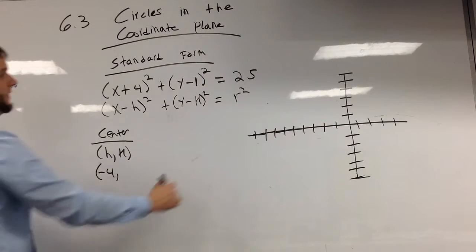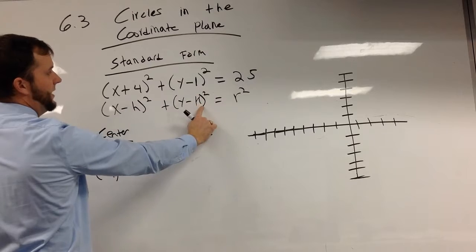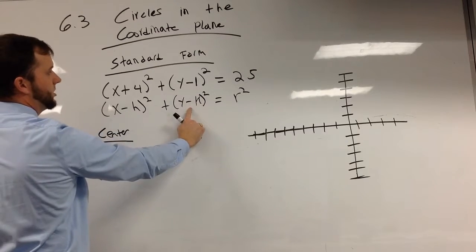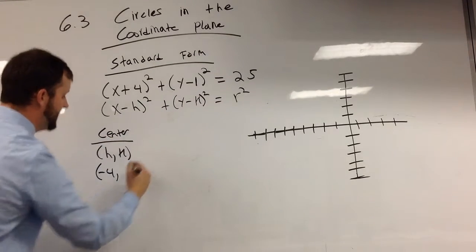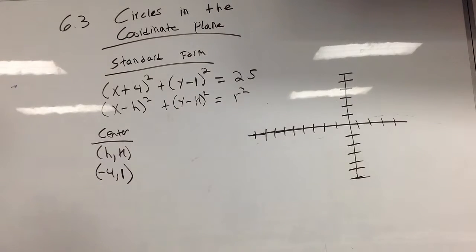Okay? And then if we look here, minus k. I know k goes right here. Minuses match. So that means k is going to be a +1. So the center of my circle is going to be (-4, 1).